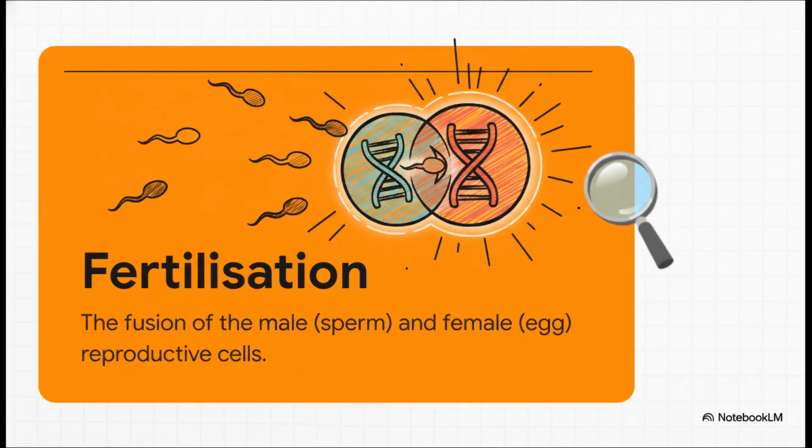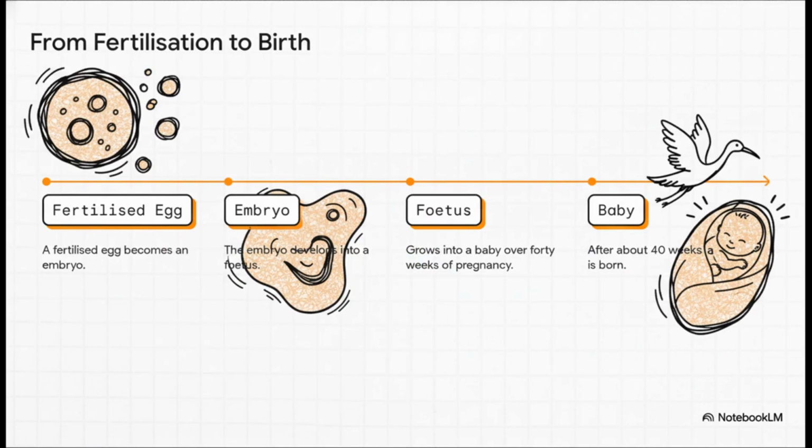And this all leads to the moment of fertilization. This is when one single sperm cell fuses with an egg cell. And in that one instant, those two halves of the blueprint, they combine. And just like that, the complete set of instructions for a new life is created. So what happens after fertilization? Well, that one single cell starts to divide, and divide, and divide over and over again. It grows and develops into an embryo, and then a fetus. And this continues for about 40 weeks, until finally, a baby is ready to be born.